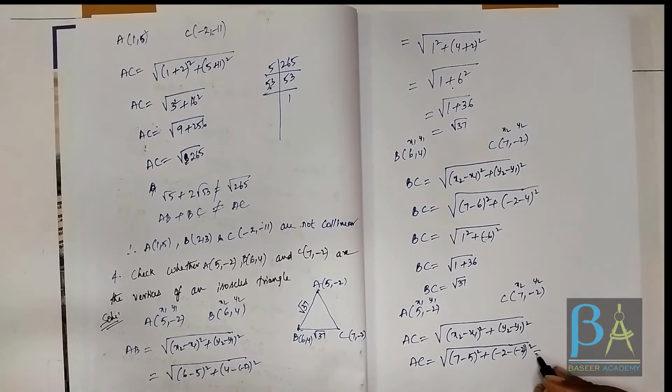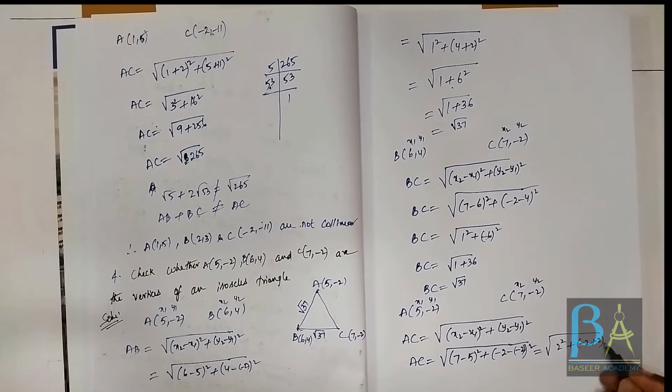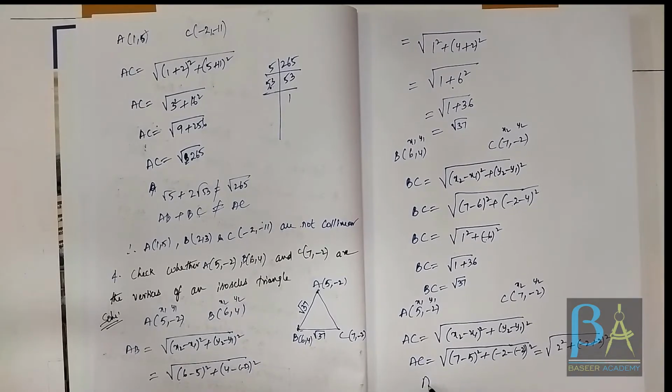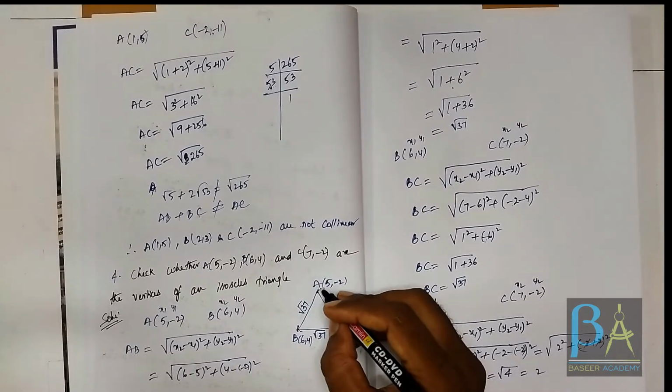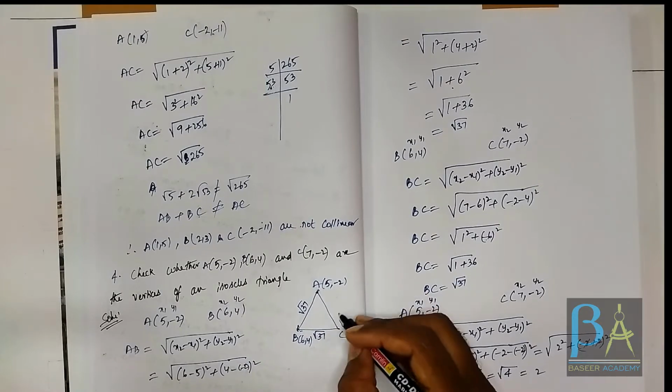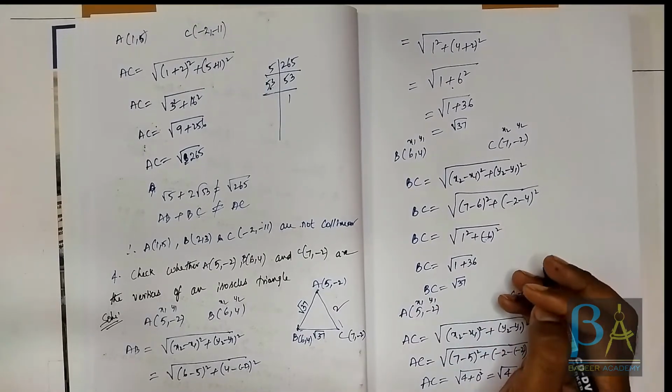Now what happens? This is going to be 7 minus 5, that gives us 2. And then this -2, let me write it as it is. Minus into minus gives plus 2 whole square. Now AC is going to be the square root of 2 square, which is 4, but then this -2 and this +2 cancel out and you end up getting 0 here. 0 square is nothing but 0 itself, and then 4 plus 0 is nothing but 4 itself. Square root of 4 is 2. So the distance between the point A and point C is 2. The side AC is 2 units.